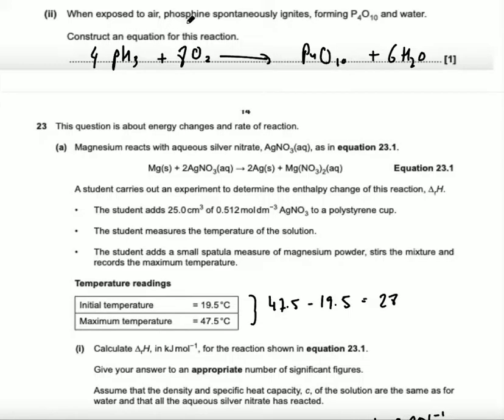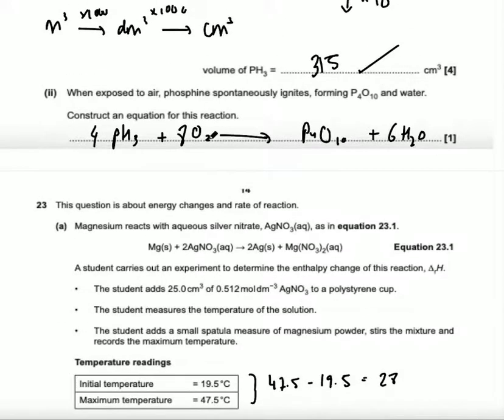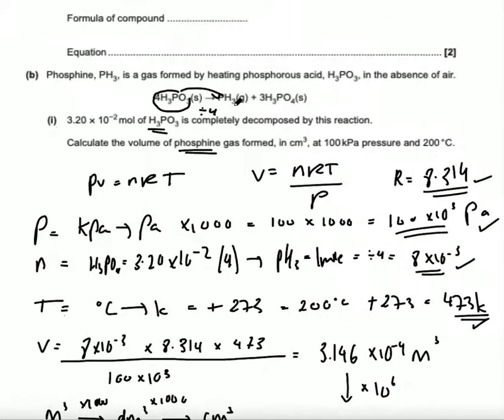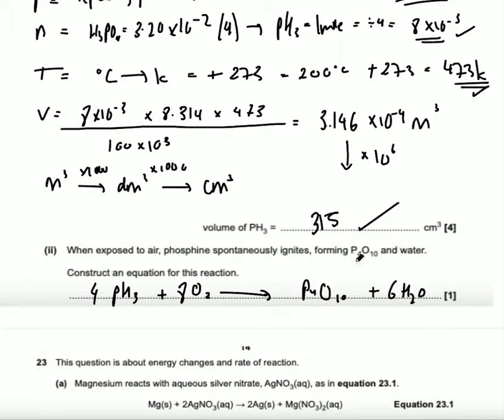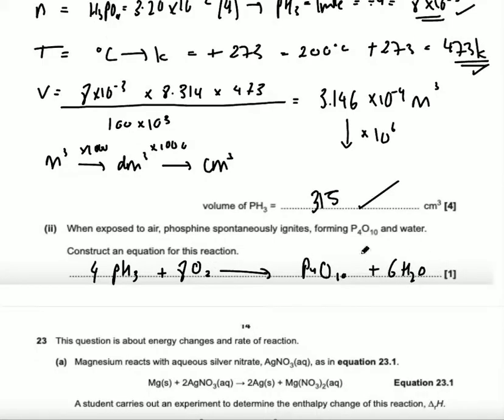When exposed to air, phosphine spontaneously ignites, forming P4O10 and water. Construct an equation for this reaction. Okay, so phosphine, which they've given us over here, is PH3. So we write PH3, and it says it's going to be exposed to air, so we know air is O2. And it tells us it forms P4O10 and water. So we have our equation.